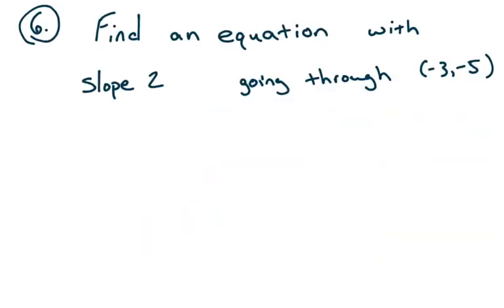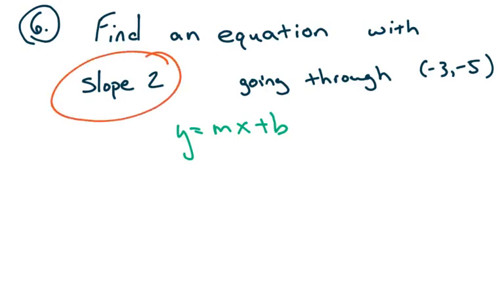Find an equation with the slope 2 going through -3, -5. With these questions, this is really the nuts and bolts of what we're going to be doing. Anytime you see a new concept in math, we usually discuss some sort of equation. Our equation is y equals mx plus b. We're going to use this equation to figure out the answer. So what do we know? Well, I told you the slope is 2. What letter represents slope? M represents slope.